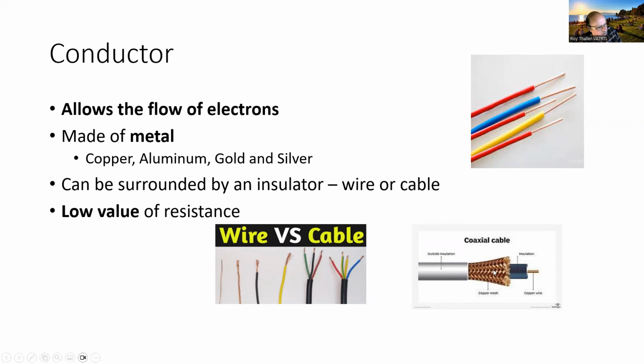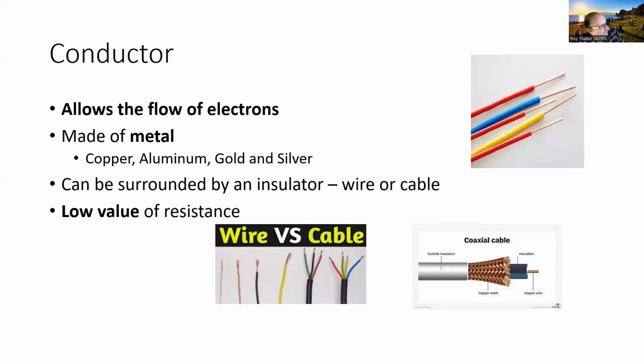Or you also have a coax cable, which we use typically in RF, where here's your copper wire, here's your insulation, and then you have a copper mesh surrounding the cable, which keeps out interference from other signals. And we'll be looking at transmission lines and antennas towards the end of this course. A conductor also has a low value of resistance. So we'll be talking about resistance again in a few more talks from now.